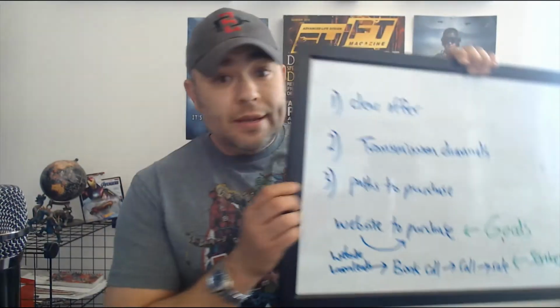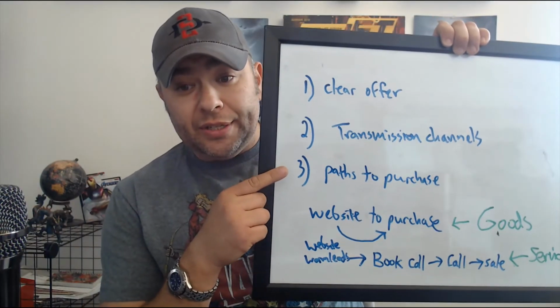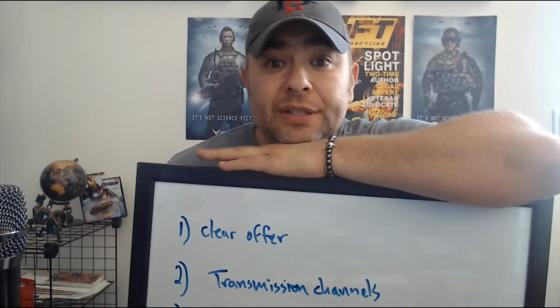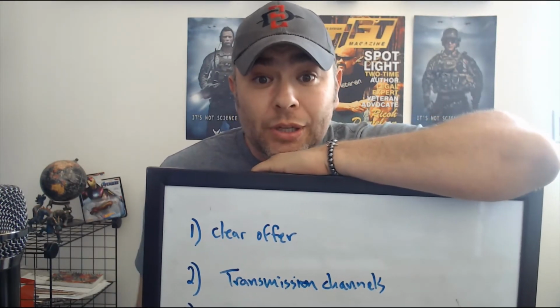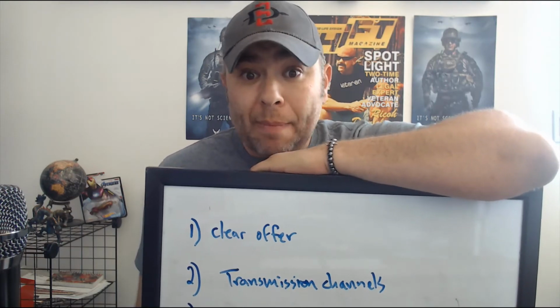Somebody was telling me that Reddit is a good place, and I've started implementing Reddit strategy into my transmission stuff. So the next thing to look at is your paths to purchase. And so paths to purchase just means, okay, what is the process that your ideal client or customer takes when they're going to buy from you?